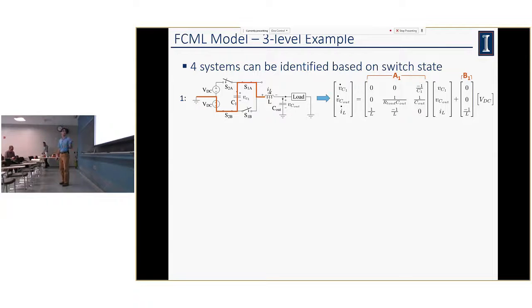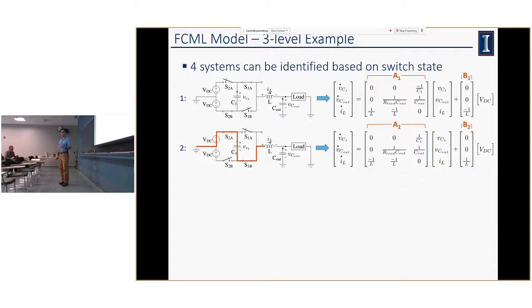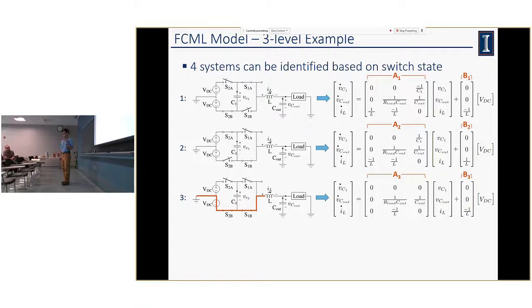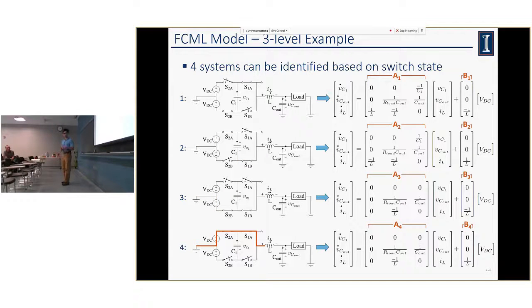So for switch state one, we have 2B and 1A are on. Switch state two, we have another corresponding set of equations. Switch state three, a third. Switch state four. And the basic concept I'm trying to convey here is that we have the same state variables, but the switch configuration changes are reflected in the different definitions of the system in state space.